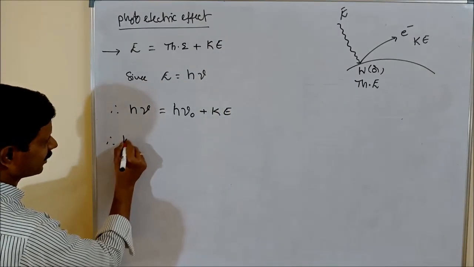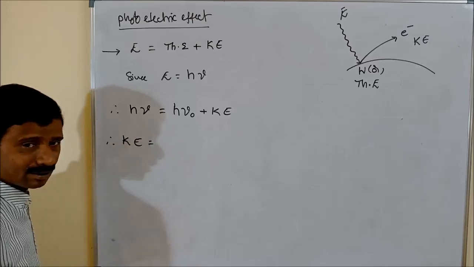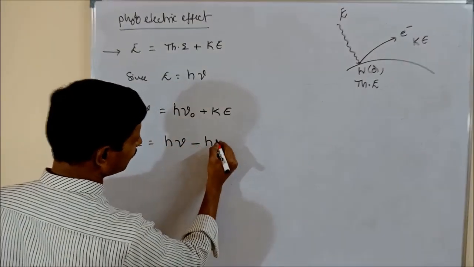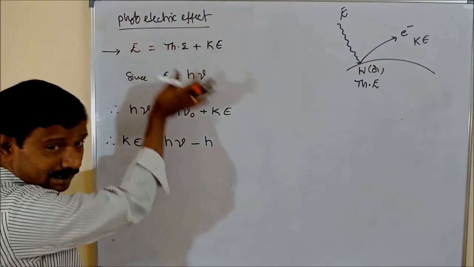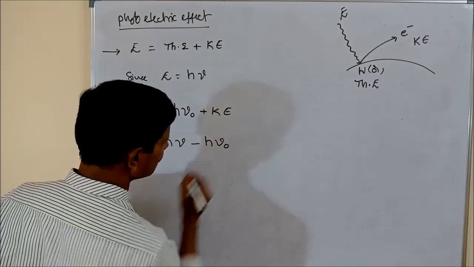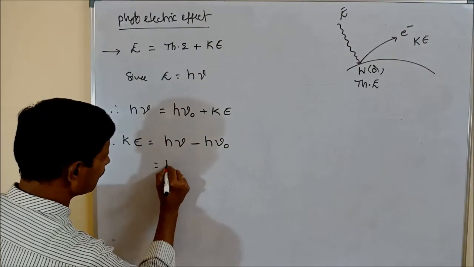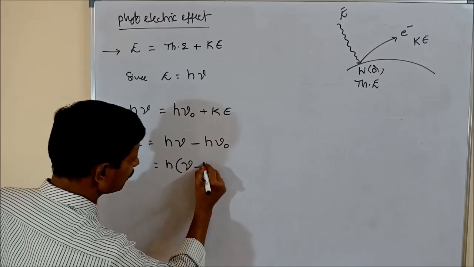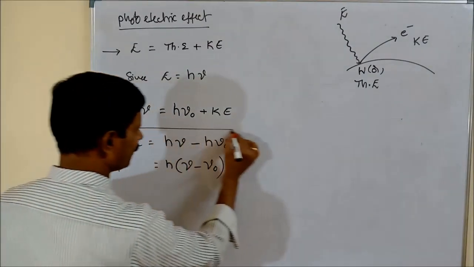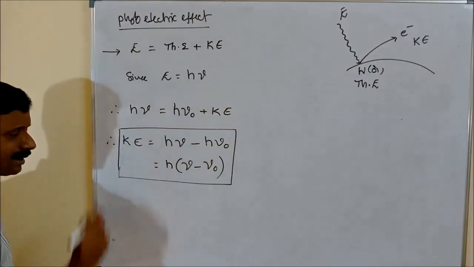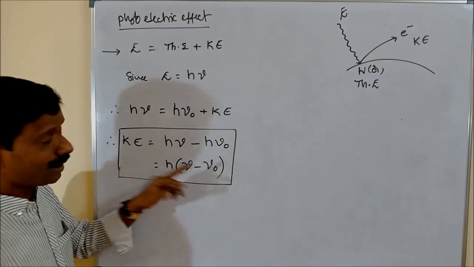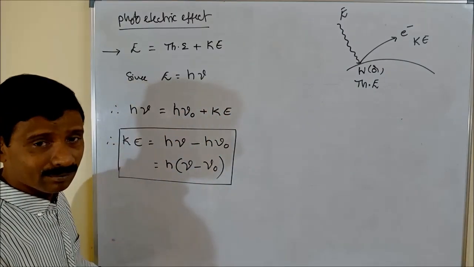So according to this, the kinetic energy of the ejected electron is the total energy utilized onto the surface of the metal minus the energy utilized to remove that electron. As per this, it is nothing but h into nu minus nu naught. This is the way to find the kinetic energy of the ejected electron, where nu is the frequency of incident light and nu naught is the threshold frequency.